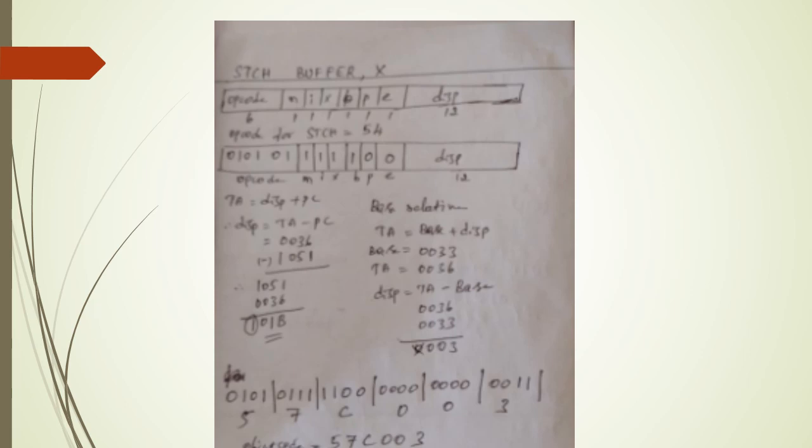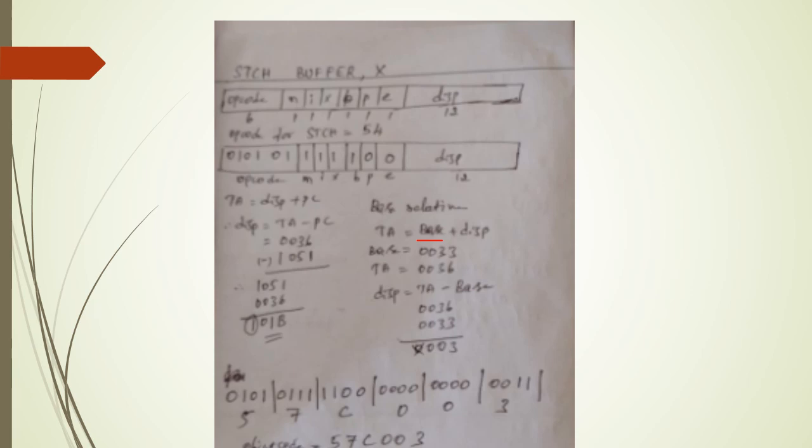So for the target, we change the formula now. Earlier we assumed that it is PC relative, now it is base relative. So target address is equal to base plus displacement. Now we should know the value of the base register. In line number 13 of your program, they have set the base register value. The operand length value is stored as the base register value, which you have to consider here.